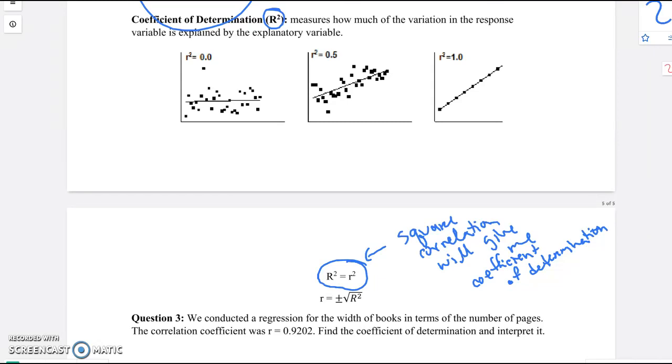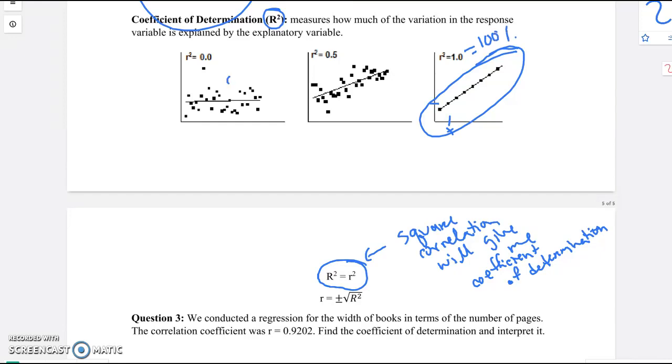So what exactly does it do? It measures how much of the variation in the response variable is explained by the explanatory variable. In other words, look at this one. Here, everything is explained. For any x value, I can correctly explain what the y value is going to be. So my r squared is just going to be 1. R squared is given in percentage, so this is basically 100% of the variation that I can explain.